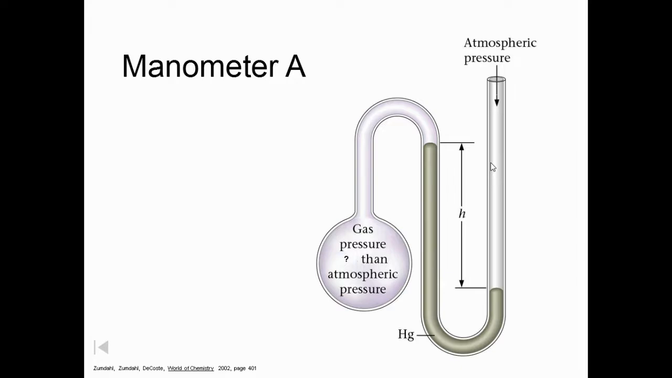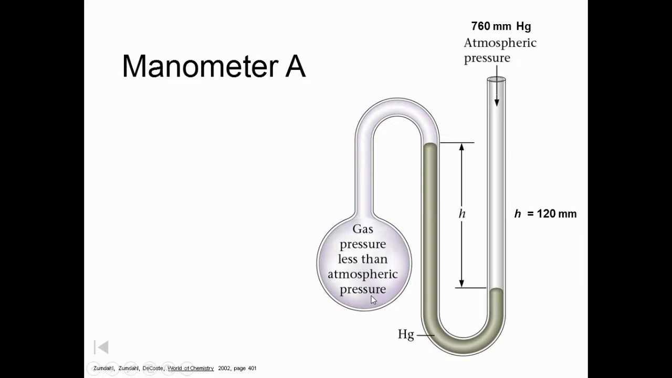So let's figure out, in this first situation, we'll call this manometer A, who's winning the push-a-push war. In other words, is the confined gas or the atmosphere pushing down harder? Well, what you want to be looking at is the height difference. So it's low here, high here. So therefore, the atmospheric pressure must be high and the gas pressure must be less.